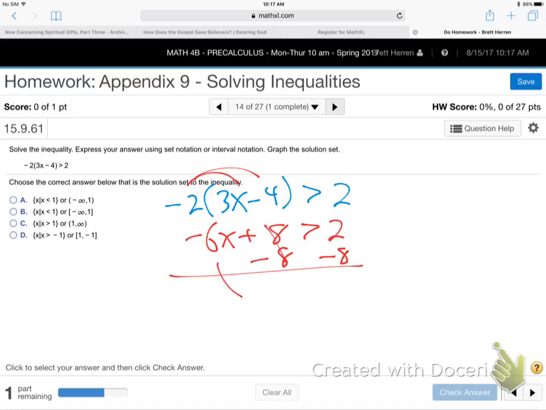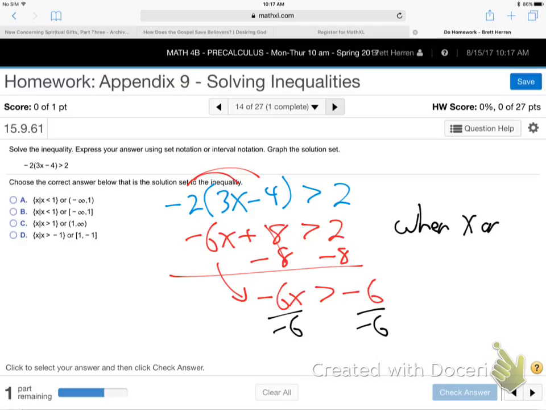So bring down the minus 6 greater than minus 6. Next step? Divide by negative 6. Divide by negative 6 makes it where it flips. Do you guys remember that? Got to turn that symbol. When you multiply or divide by a negative, flip the symbol. Yeah, you gotta flip that symbol.